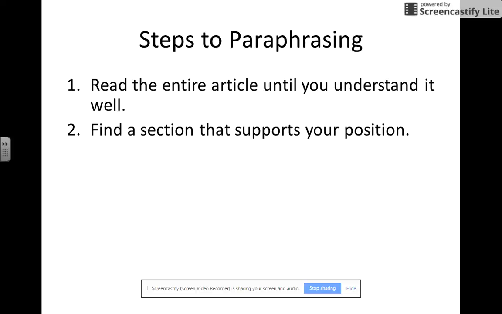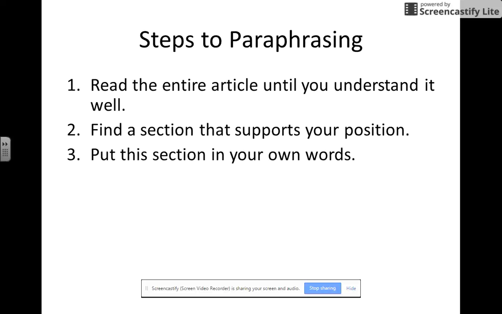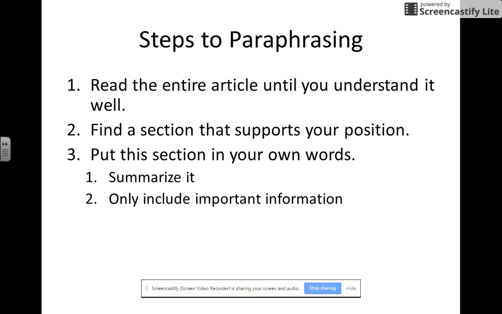And then this third step is the definition of paraphrasing. Put the section in your own words. So what we're doing here is we could summarize it, basically. Not summarizing the whole article like you would in literature class. In English class, you're summarizing just that section that you chose that supports your position. And when you're summarizing, remember, you're only including important information. A lot of times the author includes all kinds of information, but you're pulling out that information that really shows what you're trying to say.